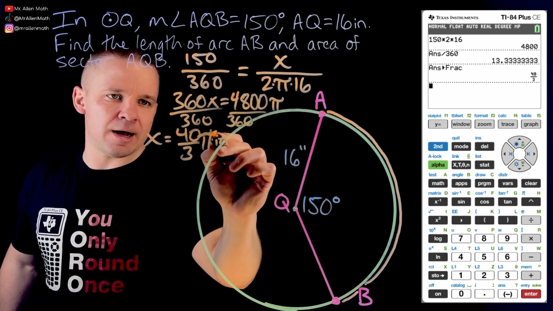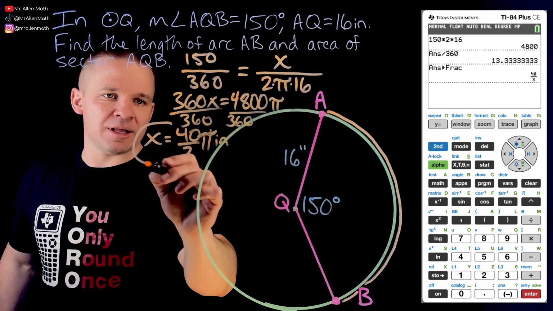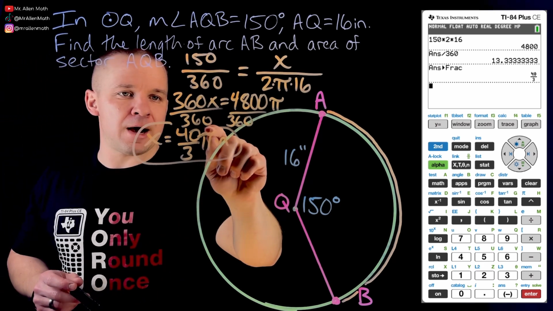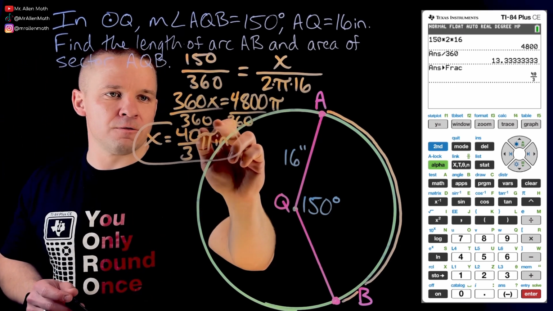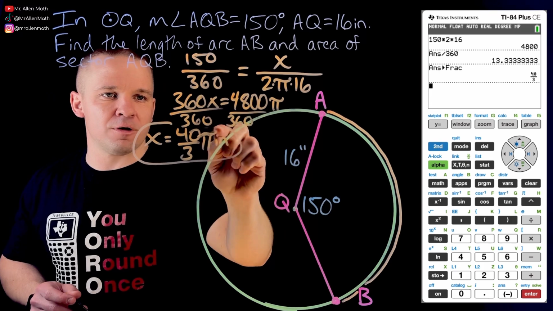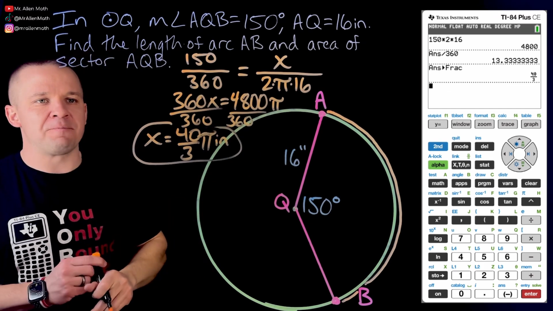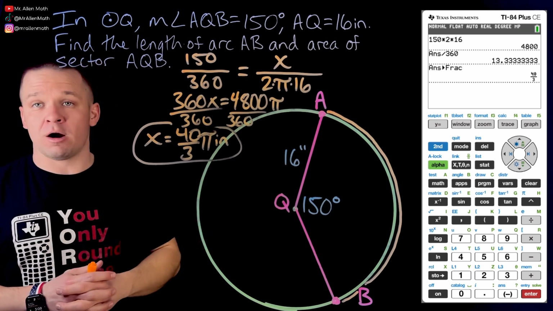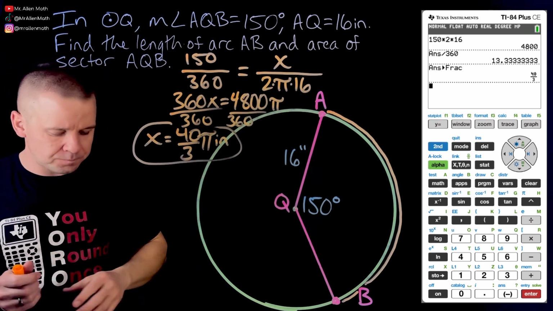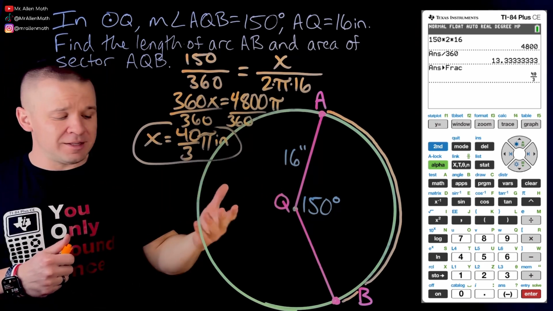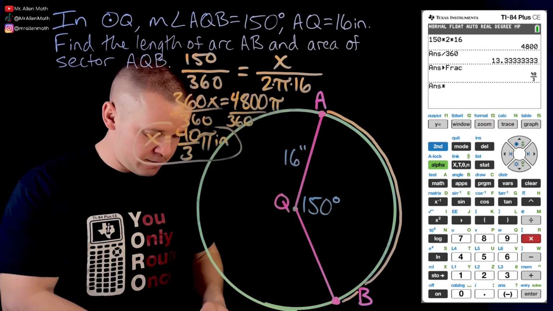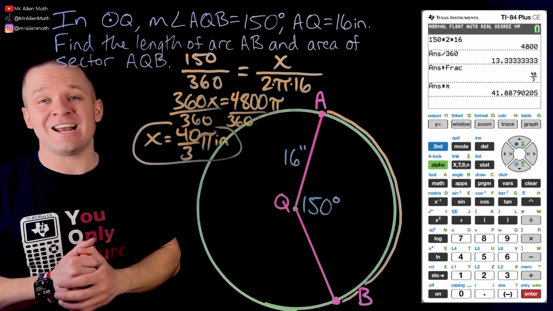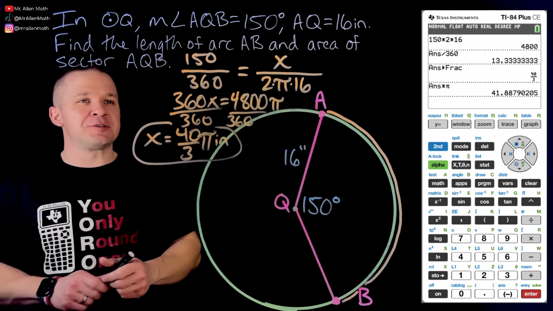It's a terrible pi. That right there is my arc length. 40 over 3 pi, or you can even do 40 pi over 3. So 40 pi over 3 or 40 over 3 pi inches for my arc length. If you want a decimal, I would just multiply that by pi, hit enter, and I got 41.887.